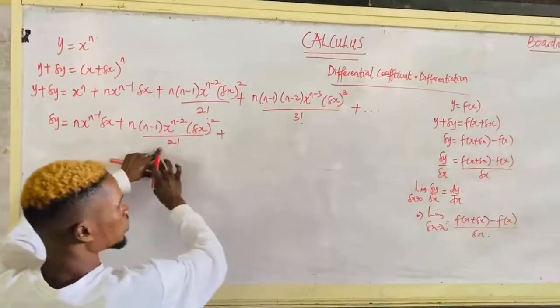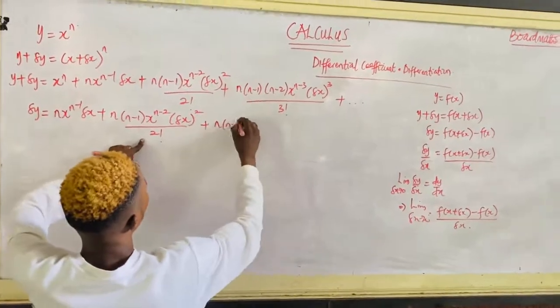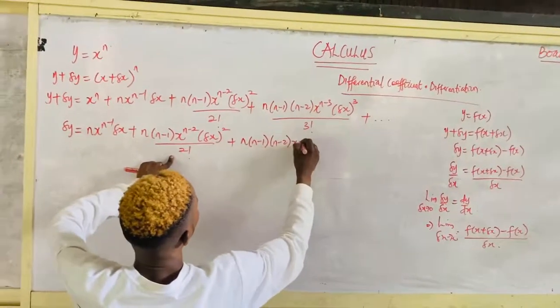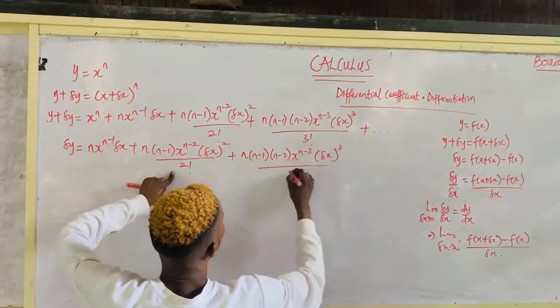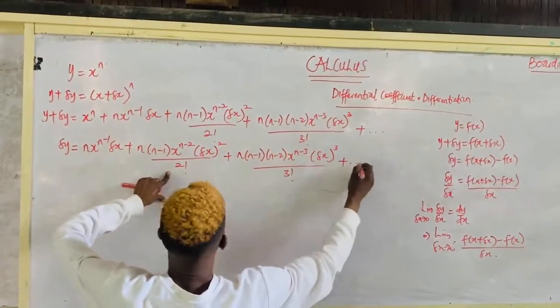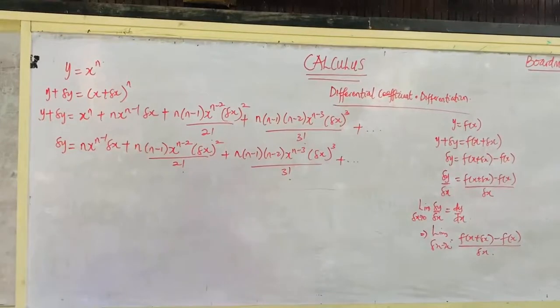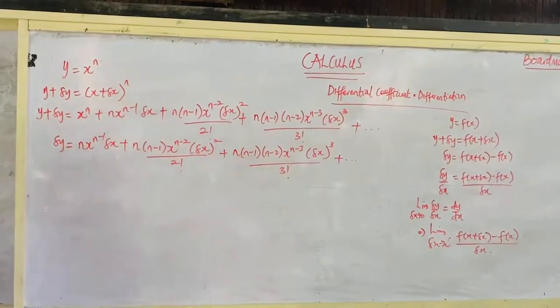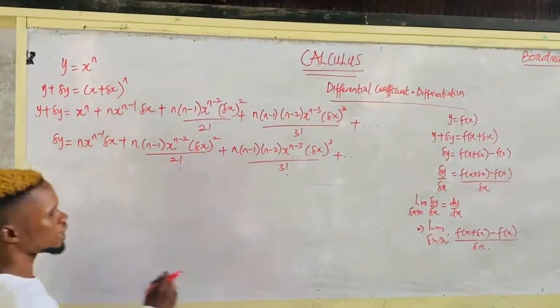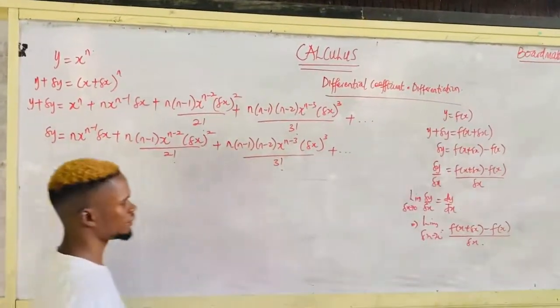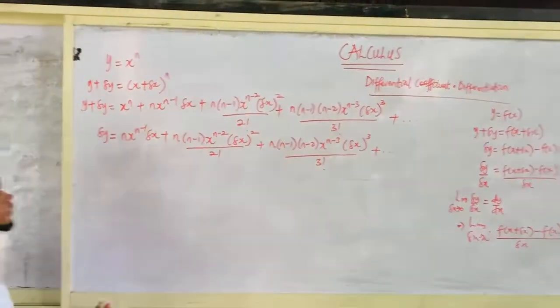I can decide to stop here. Plus (n-1)(n-2) x^(n-3) del x raised to power 3 all over 3 factorial. That's it. Now the next thing to do is to divide all through by what? By the increment in x. That's divided by del x. So that's finding the rate of change of that.